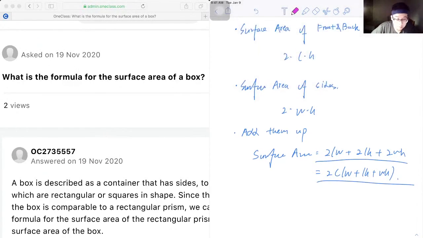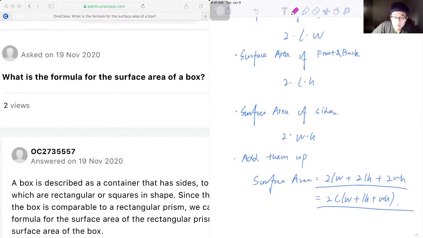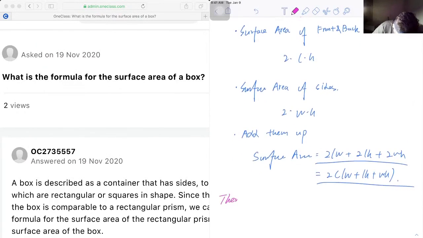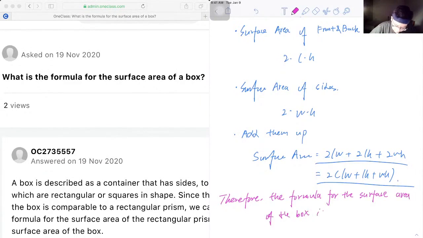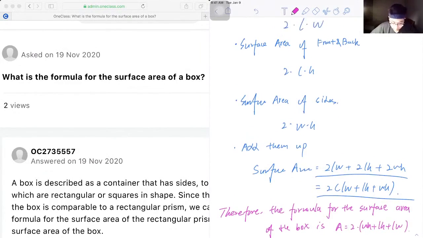Now let's write the conclusion. Therefore, the formula for the surface area of the box is A is equal to 2 times (WH plus LH plus LW).